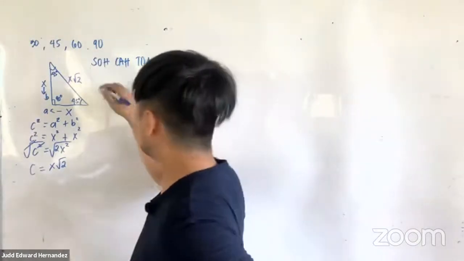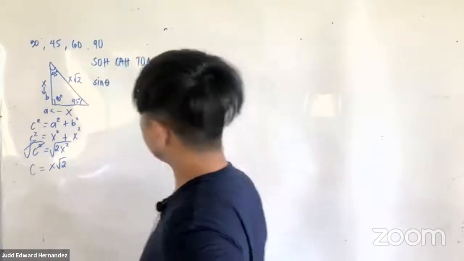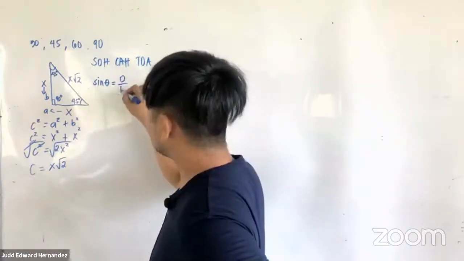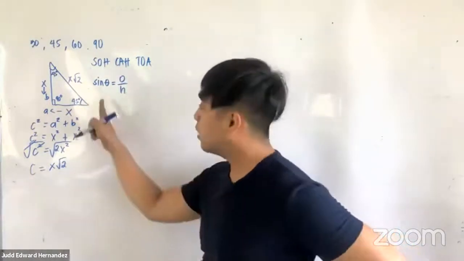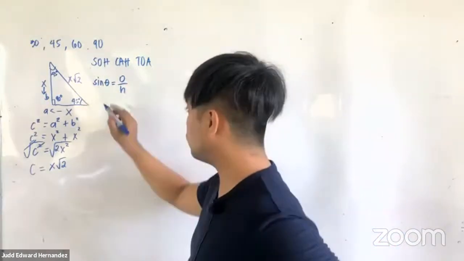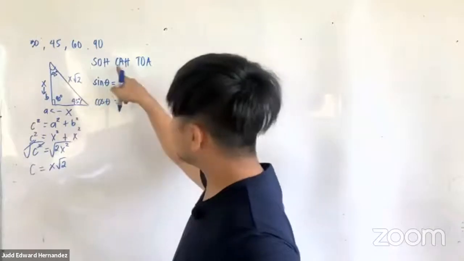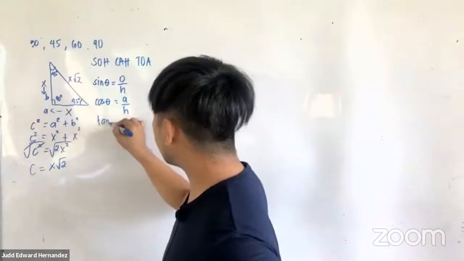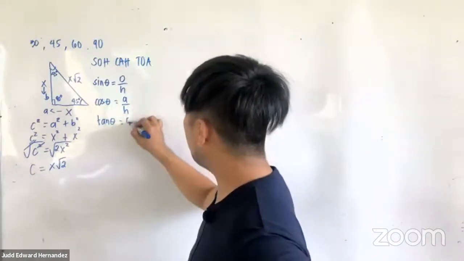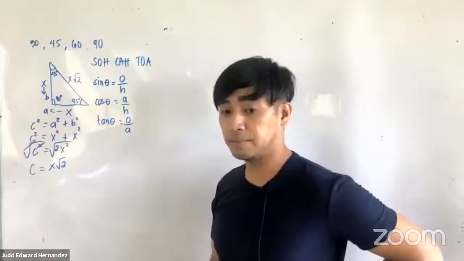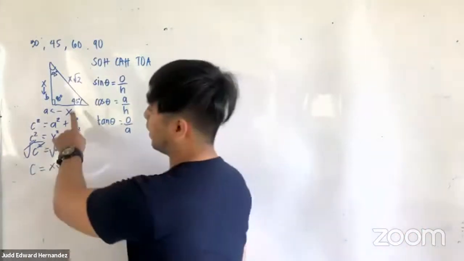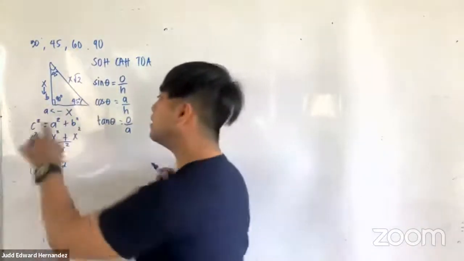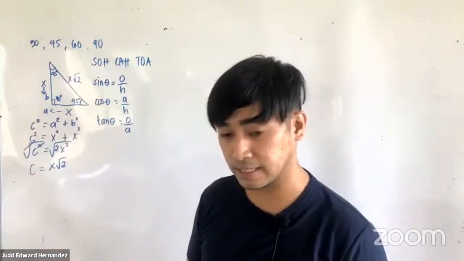So, when we say SOH, that is sine theta. Okay. Sine theta is equal to what is SOH? That is opposite over hypotenuse. Tatandaan po natin yan, ha? Once we say sine theta, that is opposite over hypotenuse. When we say cosine theta, that is adjacent over hypotenuse. And when we say tangent theta, that is TOA, that is opposite over adjacent. Okay, maliwanag po ba? Since this is a special angle, special 45, 45, 90 triangle, ang gagamitin lang po natin dito is 45 degrees. Okay?